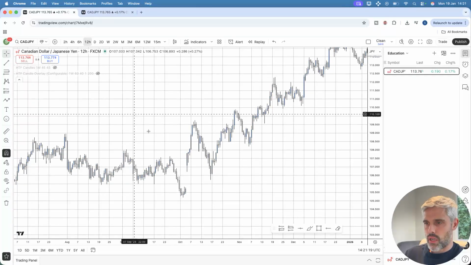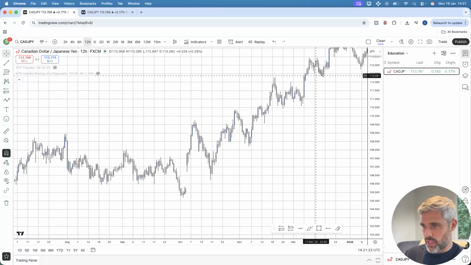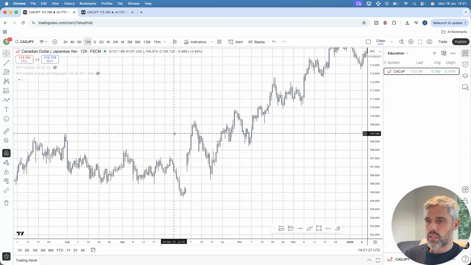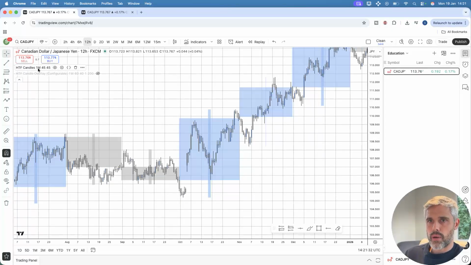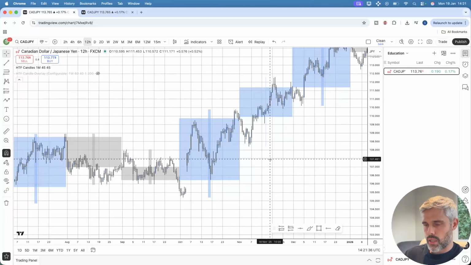So we're on the 12-hour time frame, and we can see that price is doing its thing. It's very hard to make sense of what this is doing without understanding higher time frame candles. So the first thing I'm going to do is overlay a monthly candle behind my price action, so I can start to get a sense as to what's happening in relation to the monthly candle on the 12-hour time frame.